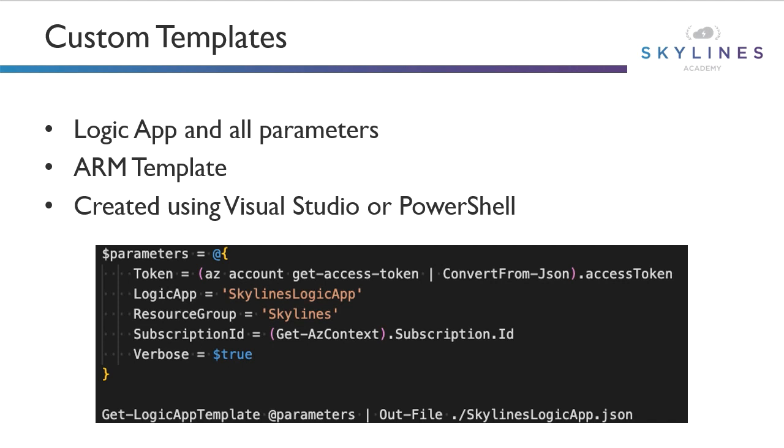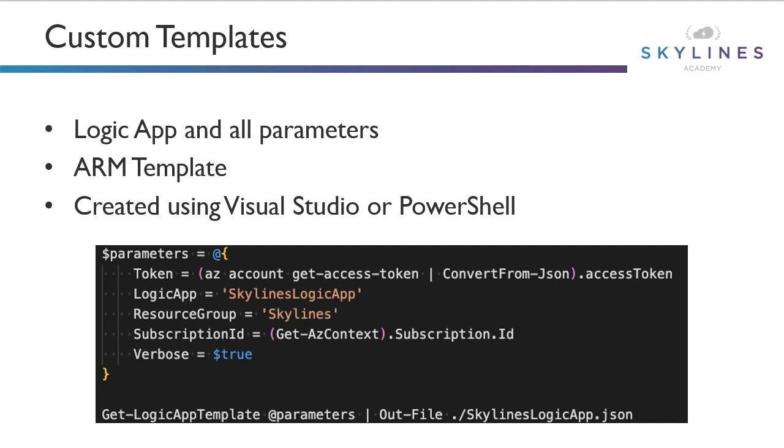Here's an example of taking our Skylines Logic App and creating a template from it and then outputting it to our current directory. We're defining a parameters hash table where it's looking at the Logic App called Skylines Logic App and the resource group Skylines, and then it's taking that and passing it to the Get Logic App template commandlet, and then taking the output of that and then saving it to the Skylines Logic App.json in the current directory.